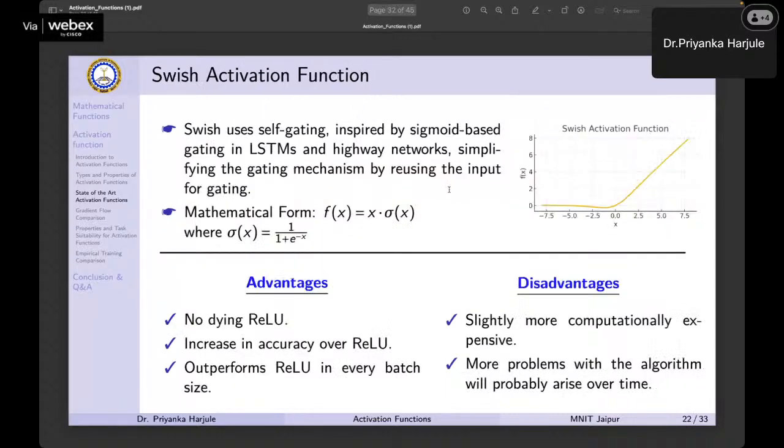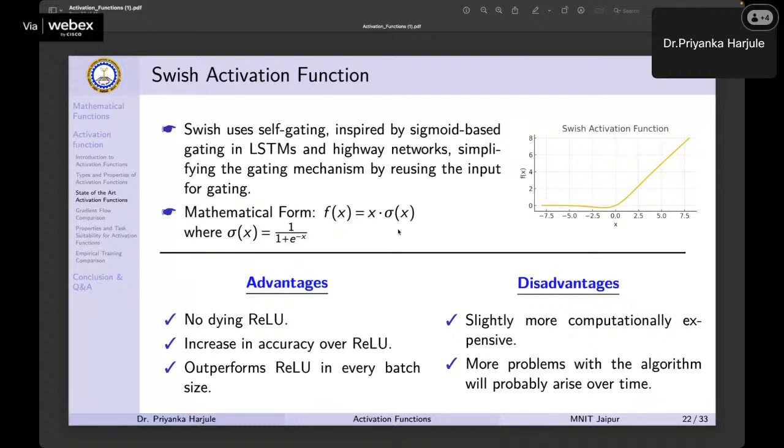Then we have this Swish activation function, which was recently developed by Google researchers, and it is designed to combine the best features of sigmoid and ReLU while avoiding the main issues present in the sigmoid and the ReLU, that is the vanishing gradient and the dying neuron. So here the formula is x times sigma of x, where sigma of x is the sigmoid.